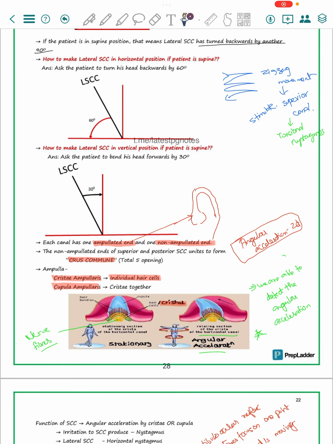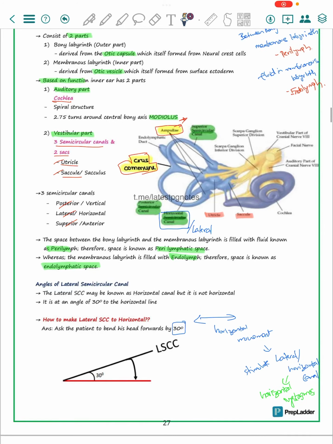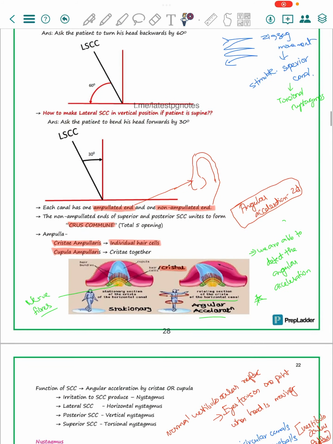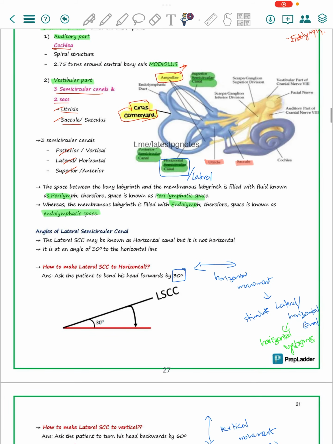Each canal has an ampullated and a non-ampullated end. You can see this is known as the ampullated end. Another small end is known as the non-ampullated end. The non-ampullated ends of superior and posterior unite to form a crus commune. You can see the crus commune.